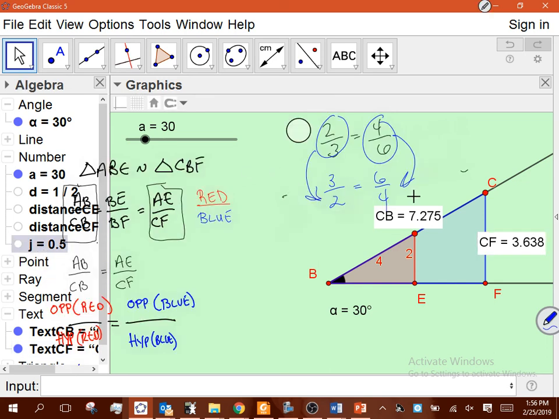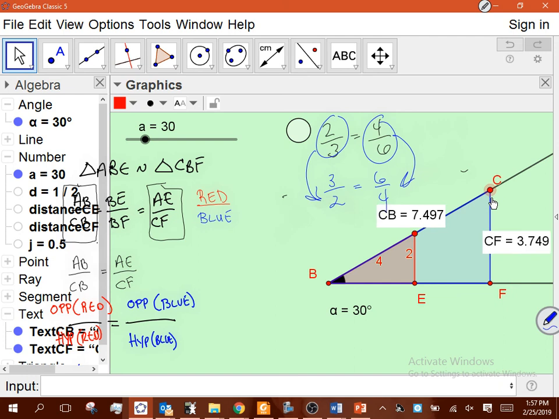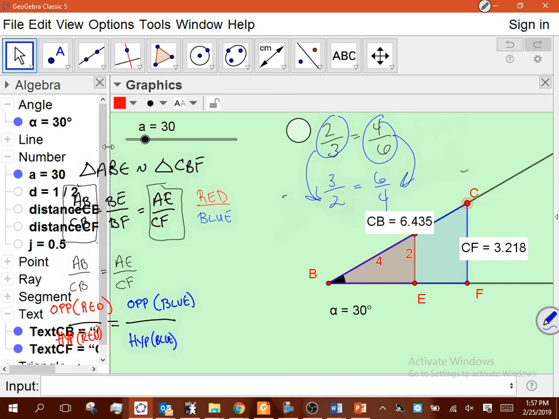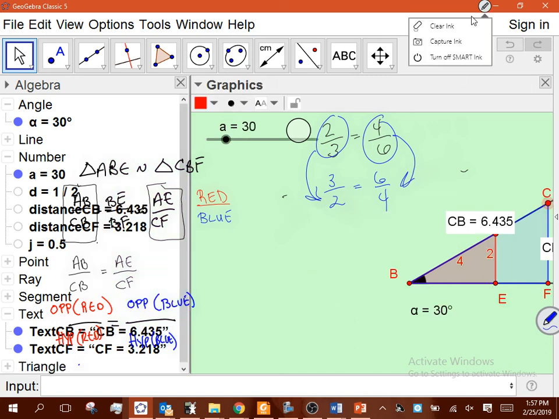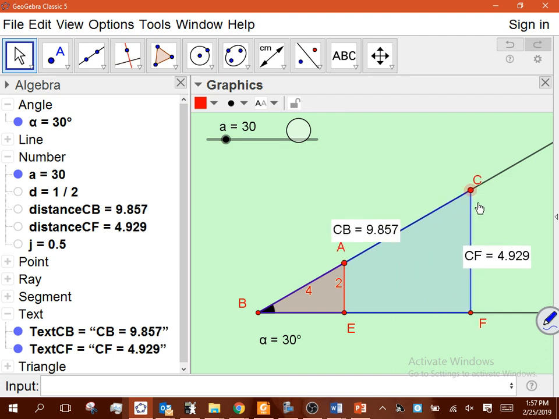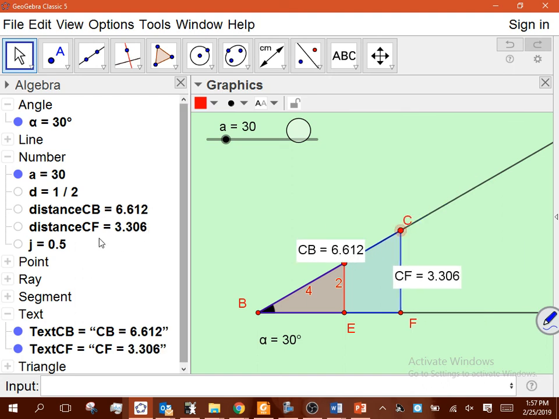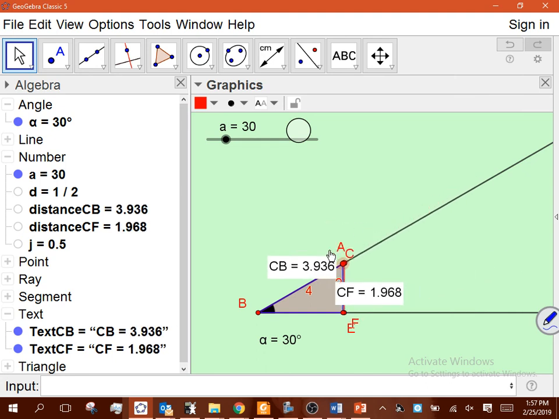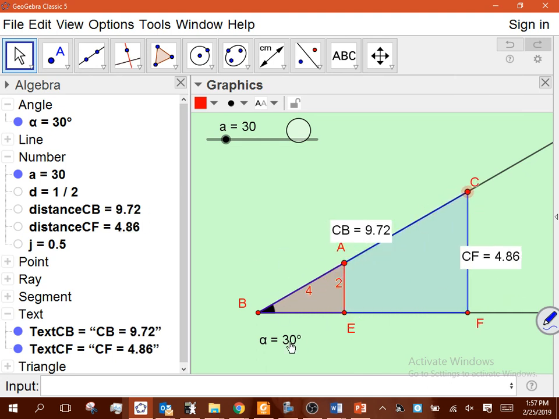The argument then is, well, is that true for every single triangle that has a 30-degree angle in it? Well, as I move this, do you see how that blue triangle changes? Do you see how CB and CF change, right? Let me erase all this stuff. As I move, you see on the left-hand side, distance CB and distance CF are respectively changing, right? This is the quotient of those two things. Does that ever change? No. So it's telling me that no matter what right triangle I have, as long as it has a 30-degree angle in it, the opposite side divided by the hypotenuse is always going to reduce to 1/2.